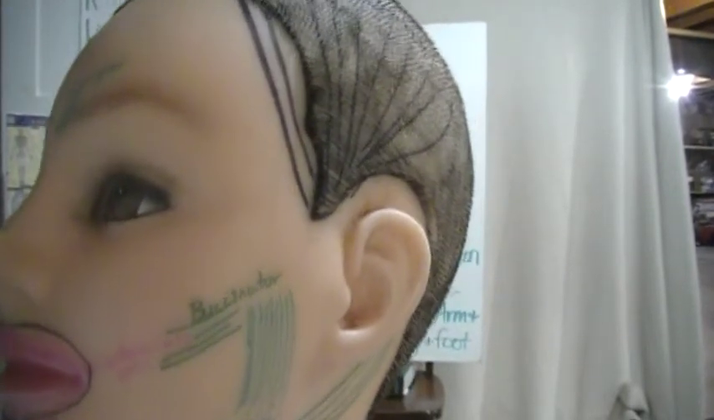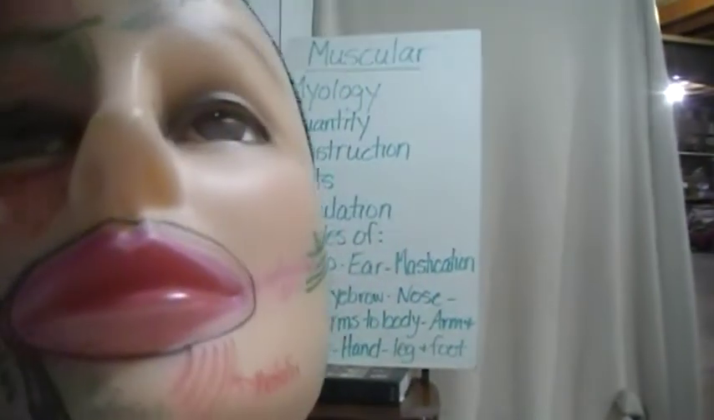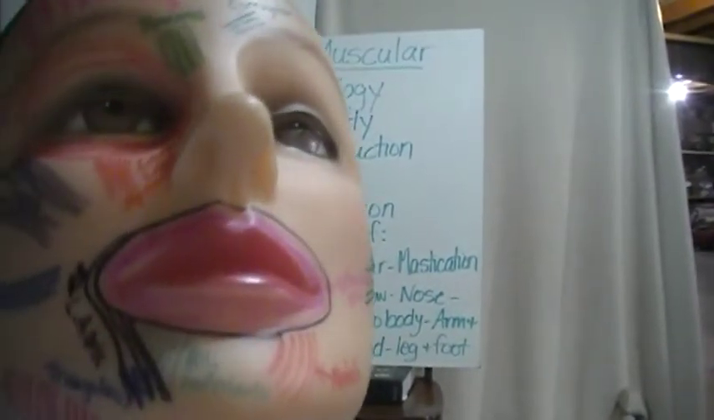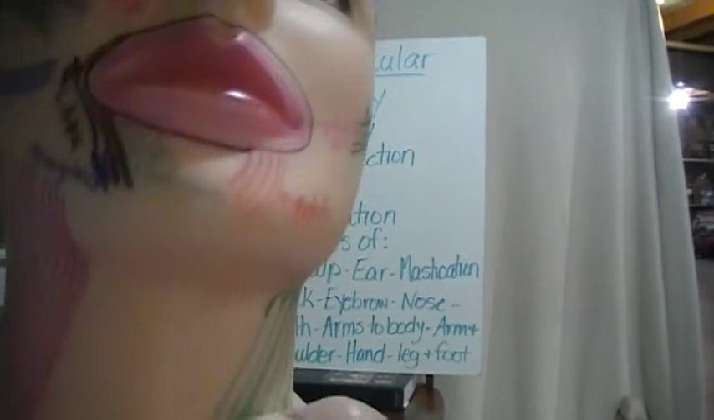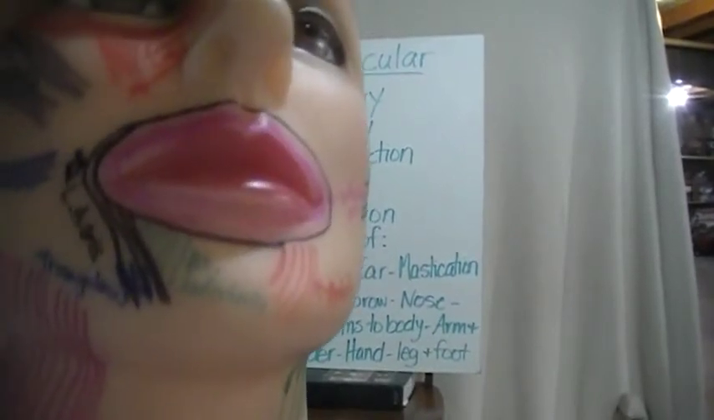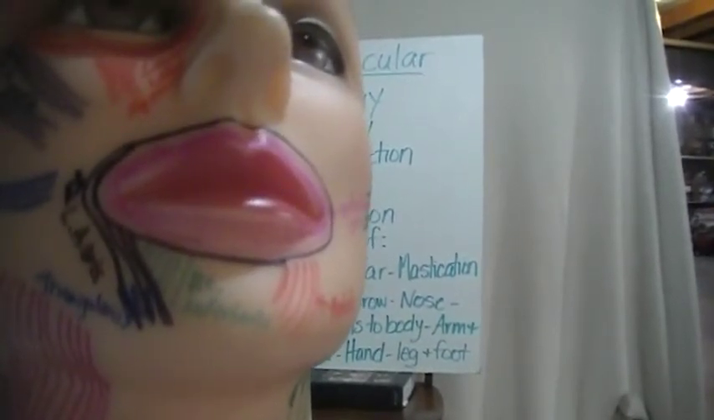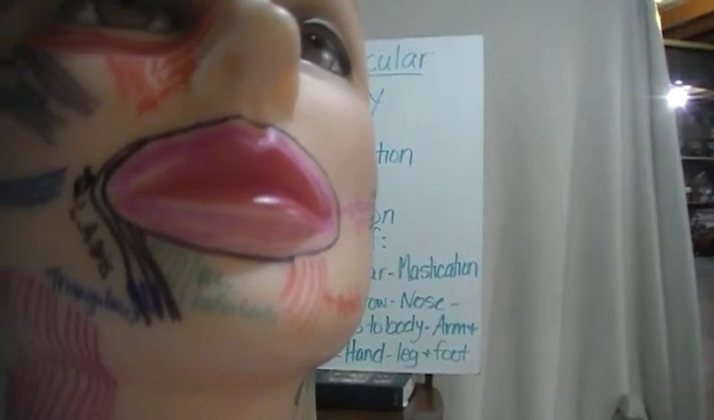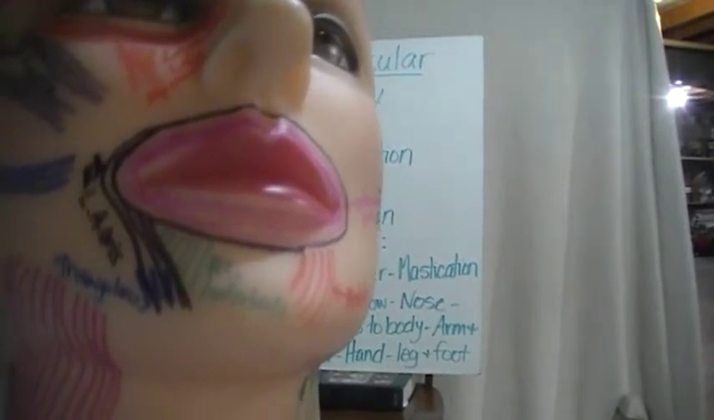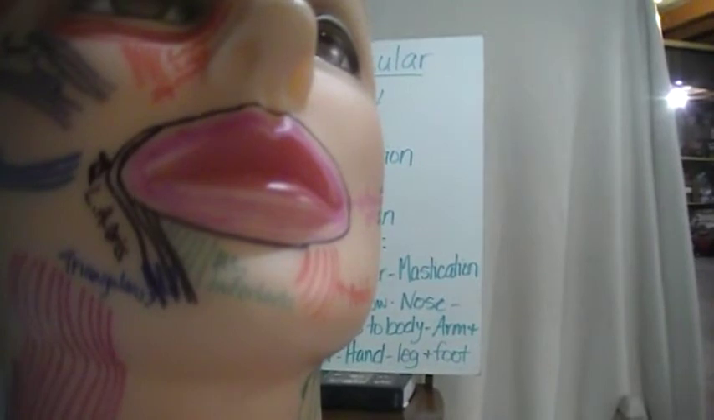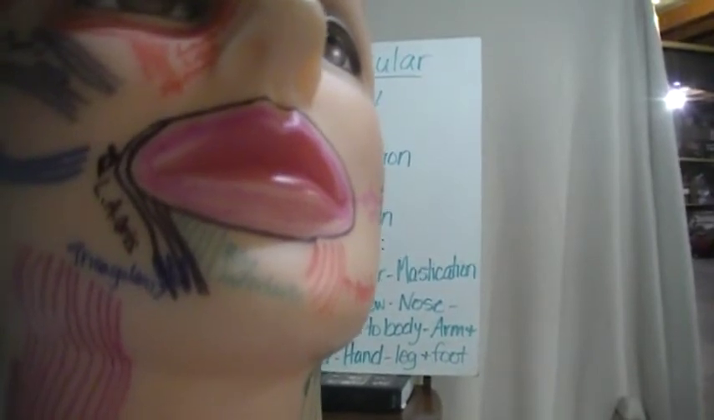Depressor labii inferioris. Okay, I just wrote DL. It's kind of on her chin there, right? Also known as quadratus labii inferioris. Lowers the lower lip and draws it to one side as in expressing sarcasm.